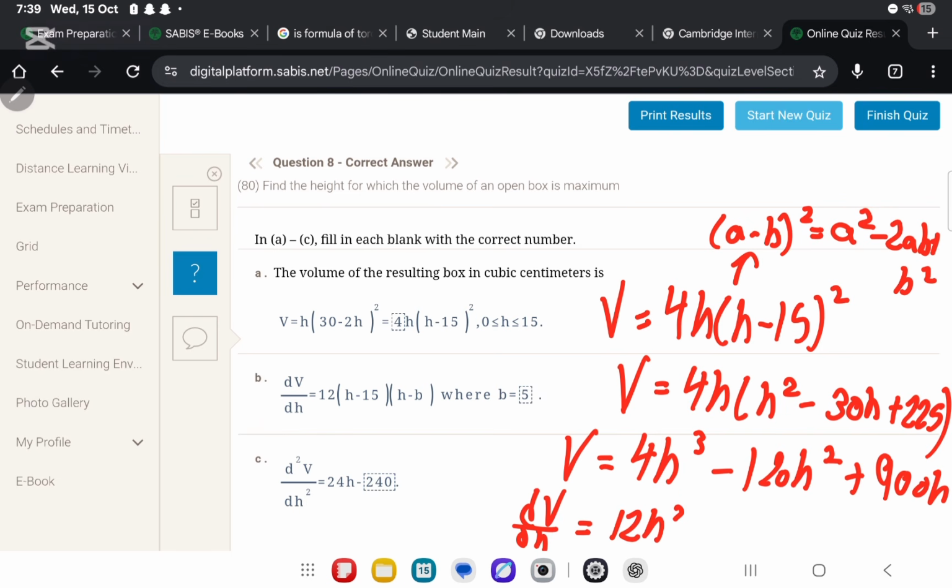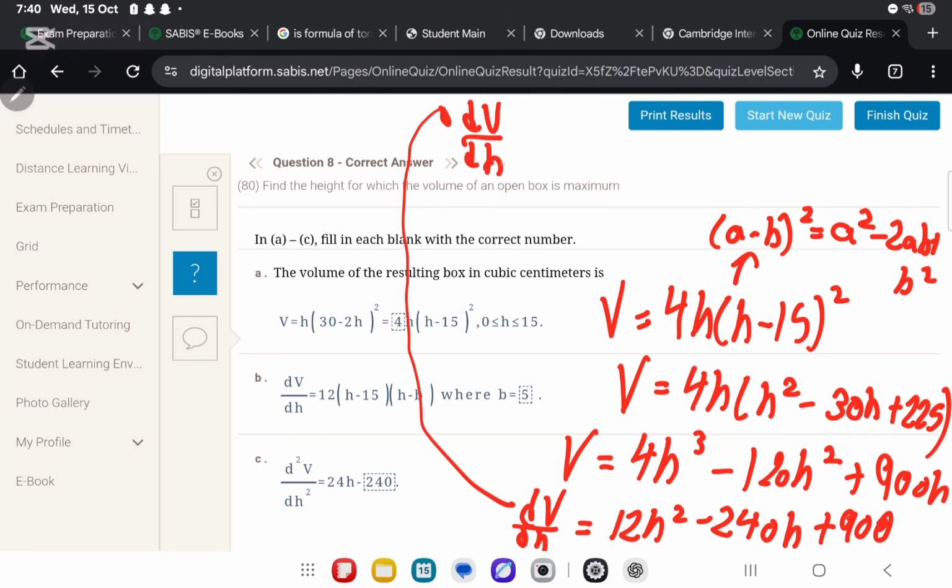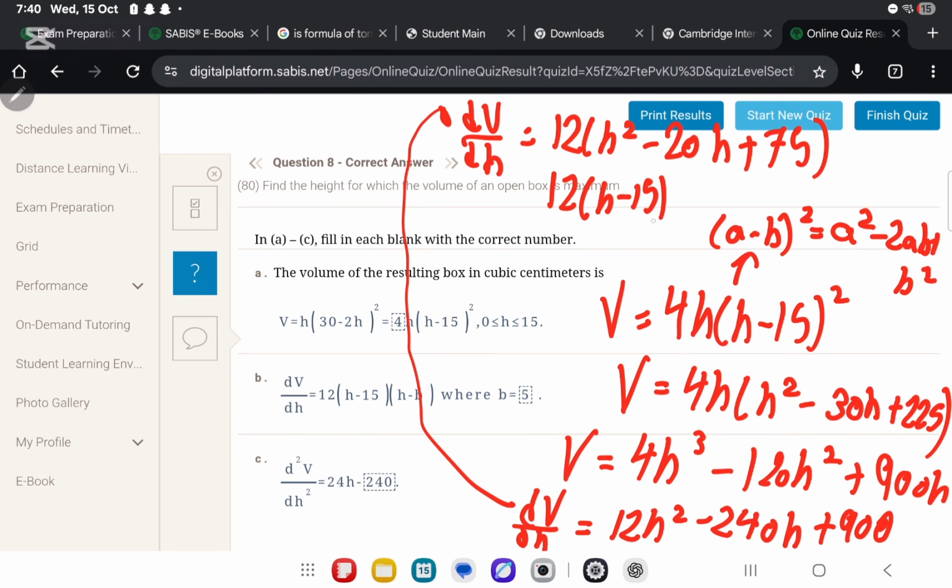12h squared minus 240h plus 900. Okay, so now take 12 out as a common factor. So dv by dh is equal to 12 into h squared minus 20h plus 75. Okay, now you can factor this, right? I'm not going to teach you how to factor. You guys should know from grade 9. So this will give you h minus 15 into h minus 5.